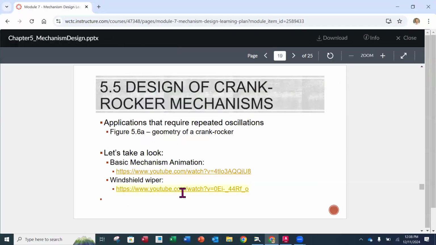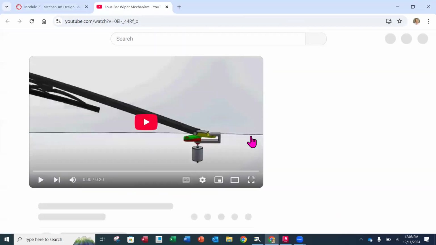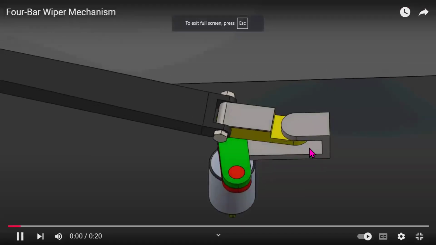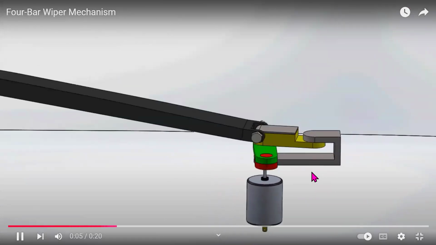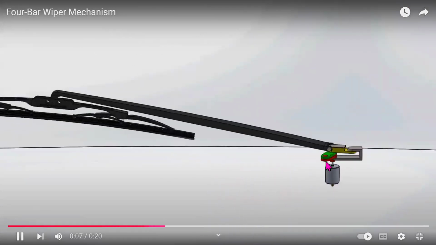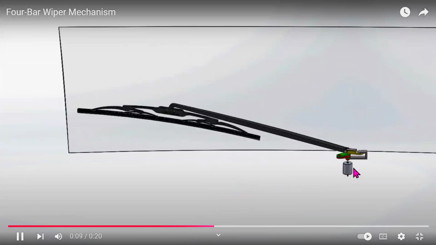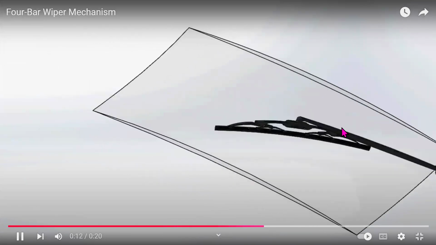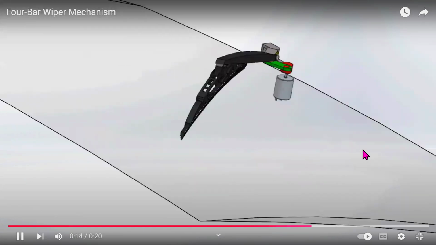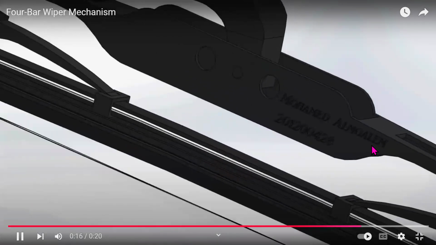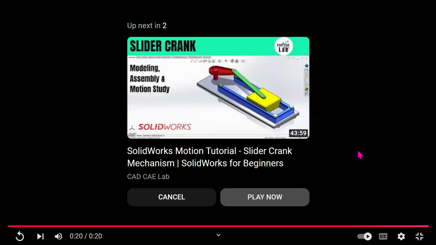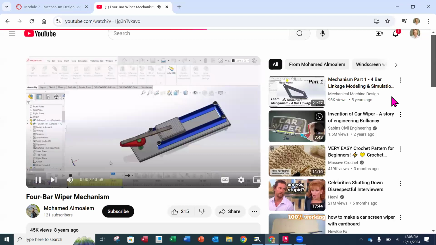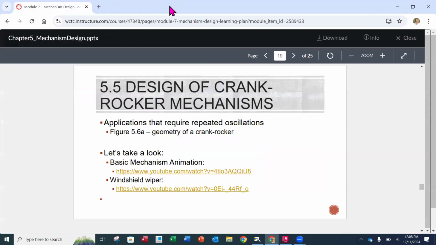And I think I have one more. This is a windshield wiper. Again, you'll notice that we don't have linear motion on the output. Instead, we have that oscillating, and that would be a typical windshield wiper application for a 4-bar mechanism. So a nice little short one there.